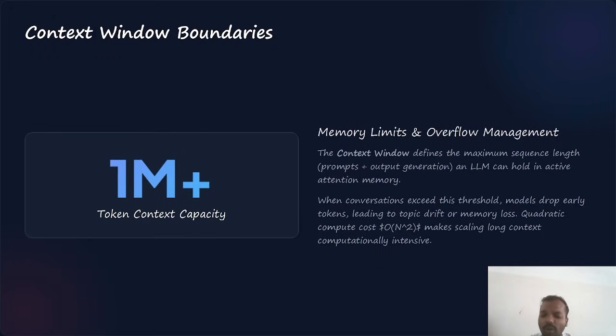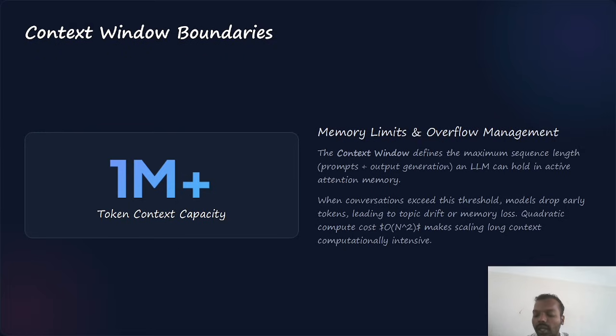Next slide is context window boundaries. Every language model operates within its context window, which is the total amount of text, both your prompt and its generated response, that the model can hold in its active memory at one time.